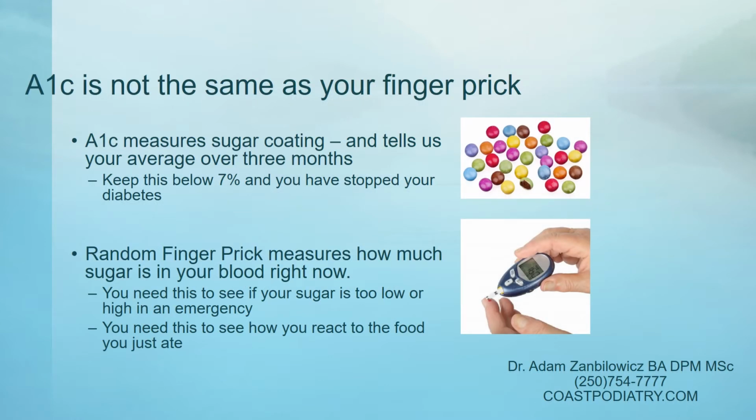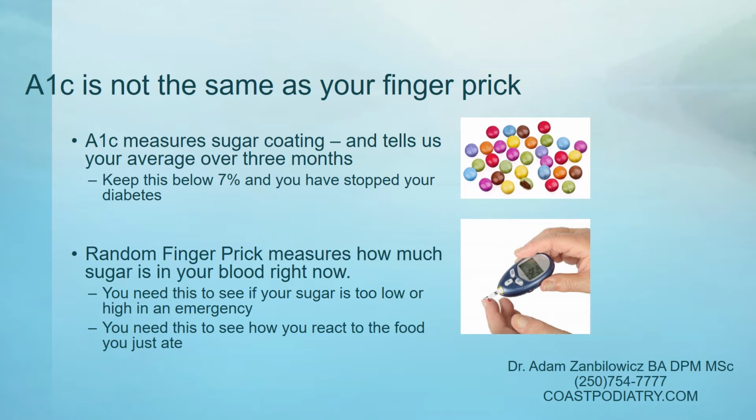I just want to spend one moment clarifying something, because I think it's something people do get confused about, which is the difference between the finger prick and the hemoglobin A1c. The finger prick is measuring how much sugar there is sitting in your blood at this very second. It is not telling you what your future risks are. It tells you where you are right now.